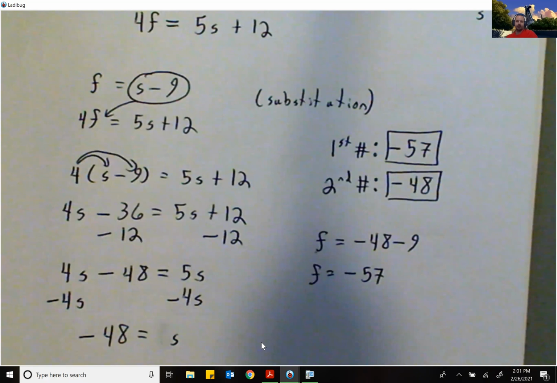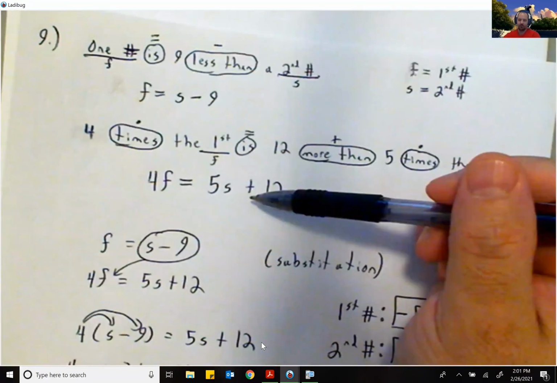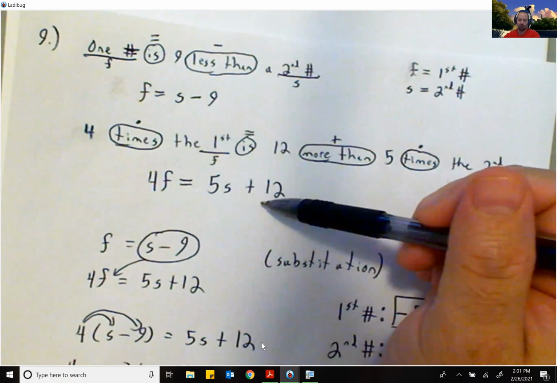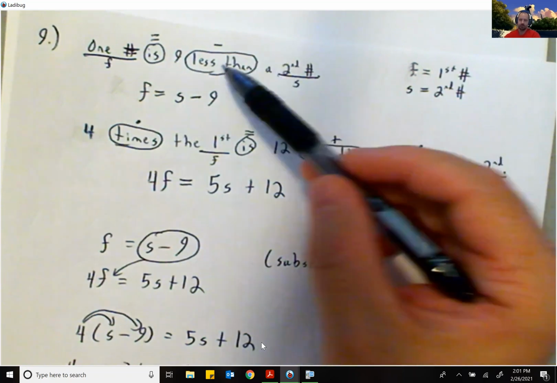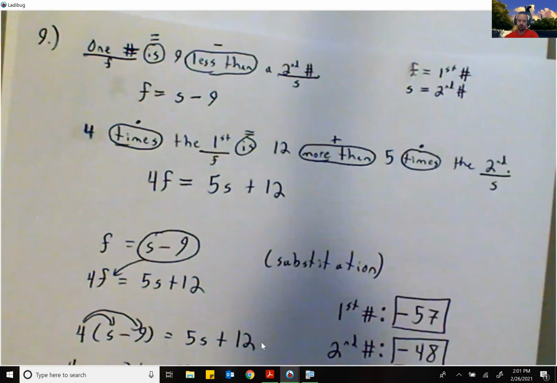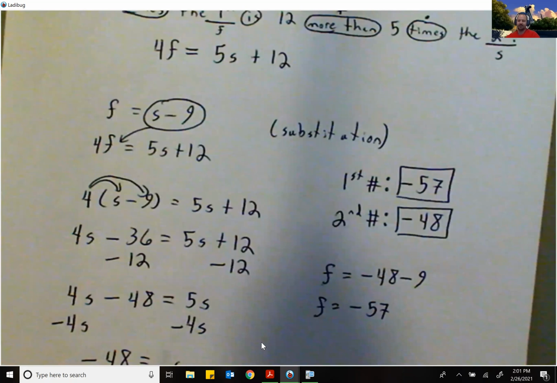Any questions about number 9? The big thing is you've got to realize that it's just a translation. So be careful when you translate, especially with the words "less than." This thing is written backwards. Once you have the equations, it's all over but the crying, because you guys are substitution and elimination pros.